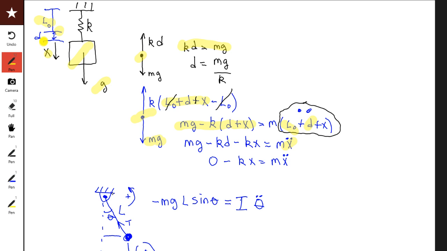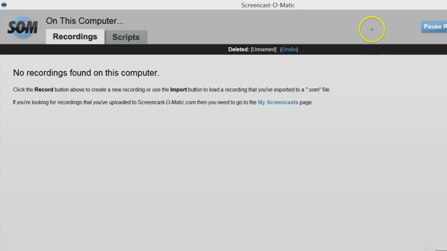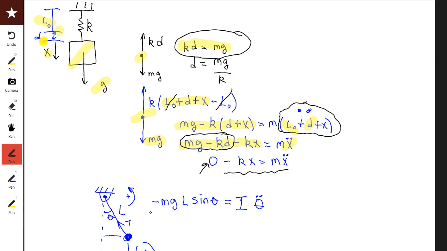Okay, so now on the left hand side you have mg minus kd minus kx, but you can see from this equation up here that mg and kd are equal. So these two terms right here are equal to 0, so they cancel out. And what you're left with is the equation that you would have if you were just ignoring this completely. So this equation then is exactly what you would have if you just started out by ignoring gravity.